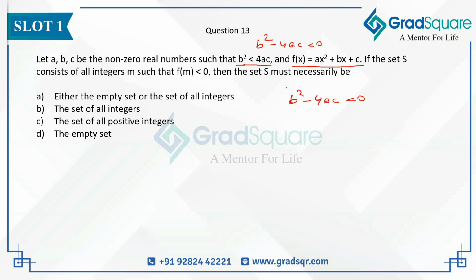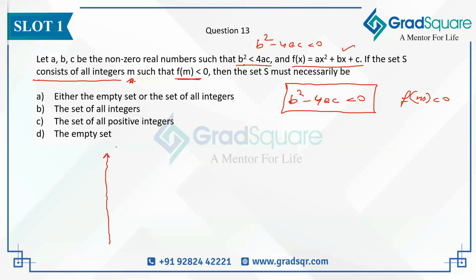Now, we need to understand the implication of the discriminant being less than 0. If your discriminant is less than 0, then your roots are going to be imaginary. That means this function will never become equal to 0 for any real value of x. That is what the question is trying to tell us at this moment. Now, the set S consists of all integers m such that f of m is less than 0. So I am putting the value of x as m and saying f of m should be less than 0.